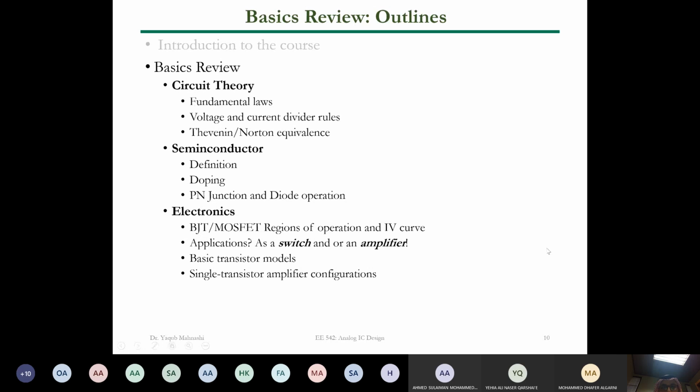Okay, let's continue with the basics review. These are the outlines for our basics review. I'll go over some very basics of circuit theory, some fundamental laws, voltage divider rules, and so on. Then we'll go over the semiconductor. This is from your EE303, and this is from your EE302. We need this review to make sure you understand whatever is coming for 303.